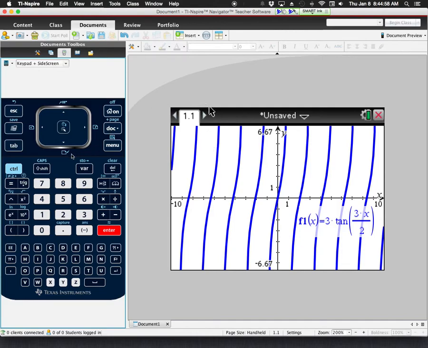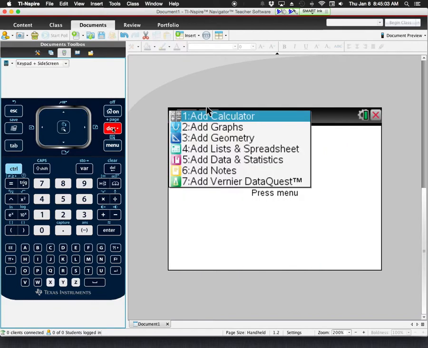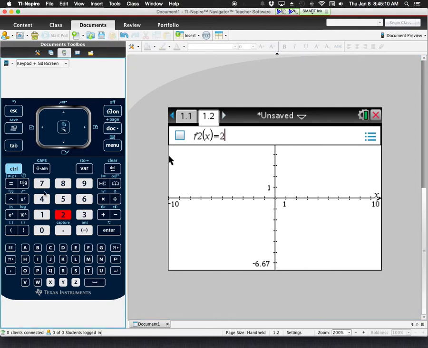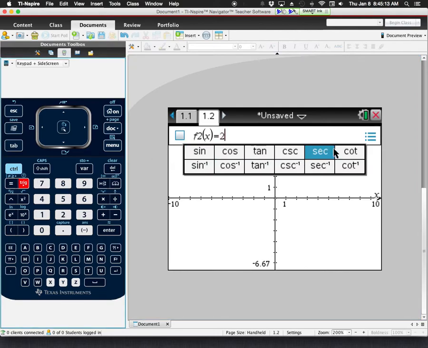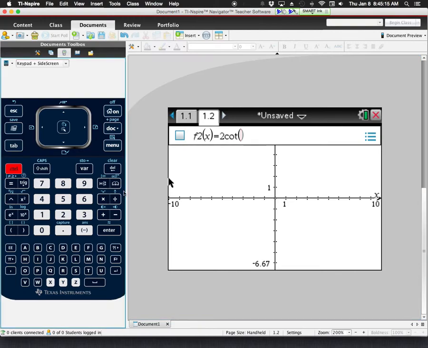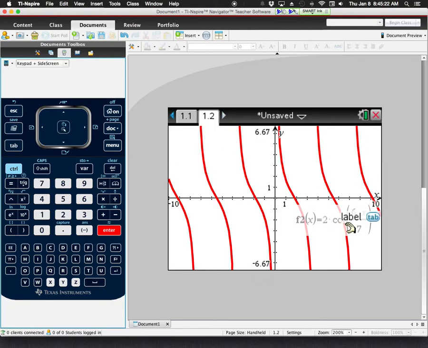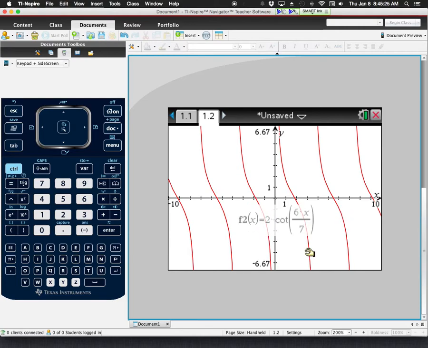Okay. So let's graph the cotangent one and see what that looks like. All right. So the cotangent is 2 cotangent 6 over 7. I graph that, and that's what the cotangent looks like. Very similar to the tangent. What's the difference? It's going down on the right. Okay, it goes up on the left instead of up on the right.